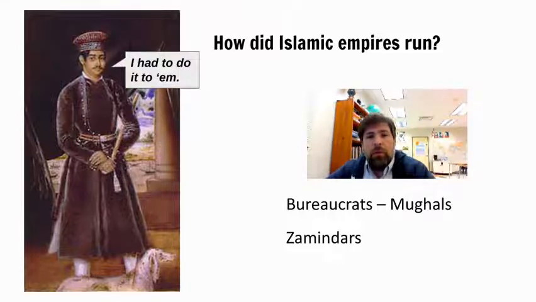So a Mughal zamindar basically knows they can't defeat the Mughals. So they're like, okay, I'm not going to fight. I'm going to do what you say. I'm going to pledge my allegiance to you, and I'm going to give you a cut of the money I get taxing my people. So those were bureaucrats for the Mughal Empire.